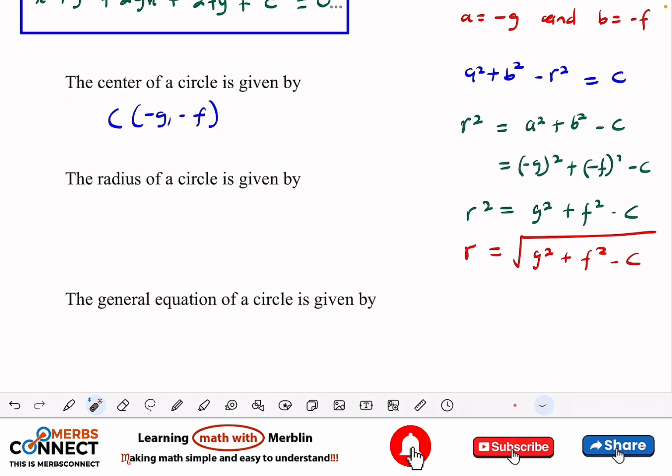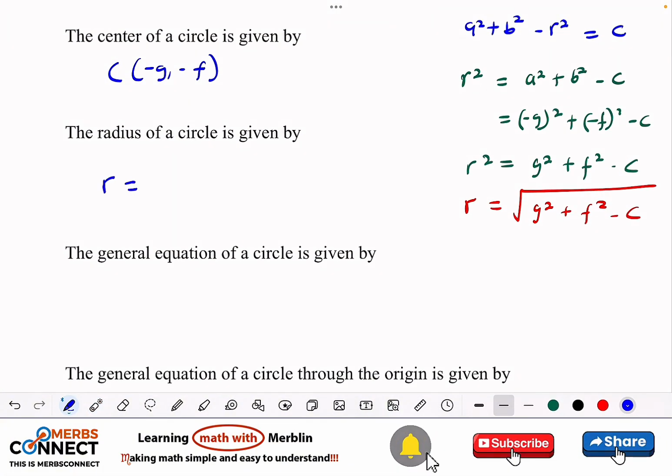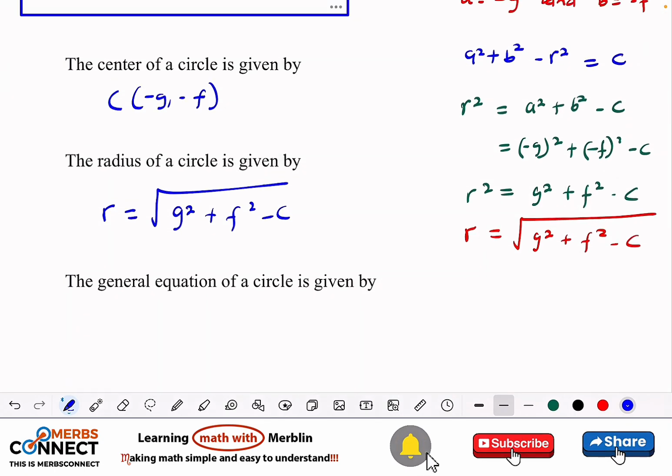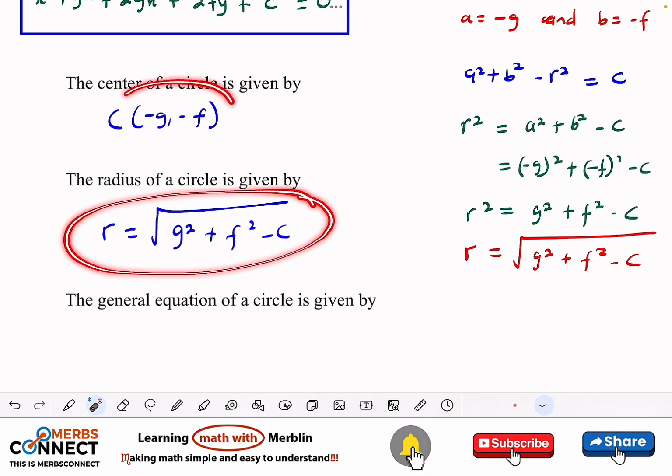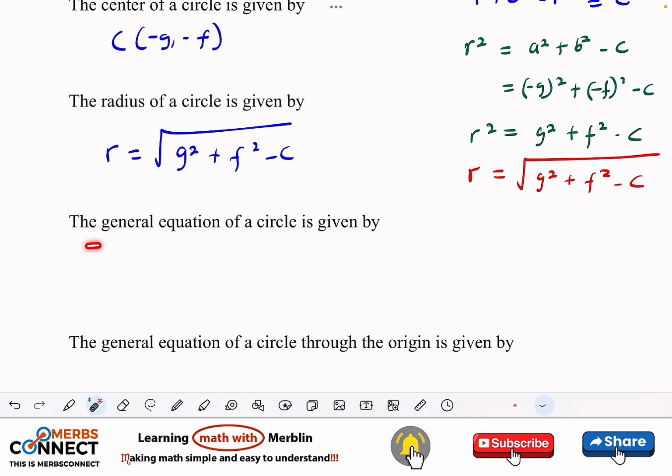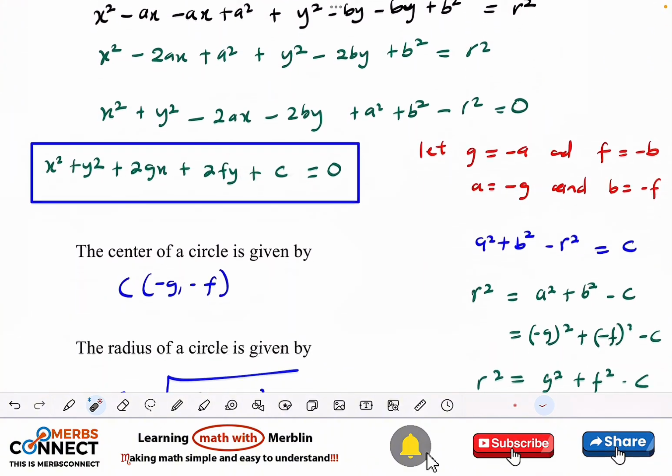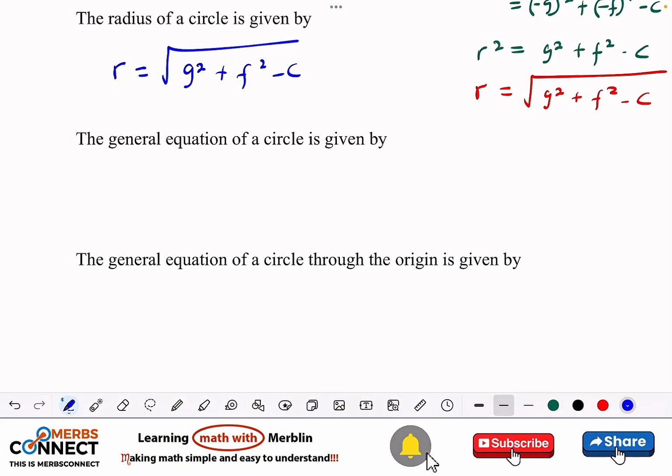Good. What is the radius? The radius is what we've gotten here. So let me just put it here nicely for you. So r is equal to the square root of j squared plus f squared minus c. So this is also the radius that we've gotten now. So center, radius. Now what is the general equation of the circle given by? The general equation of the circle is the one with the blue. So this is the general one. So we have x squared plus y squared plus 2jx plus 2fy plus c is equal to 0.